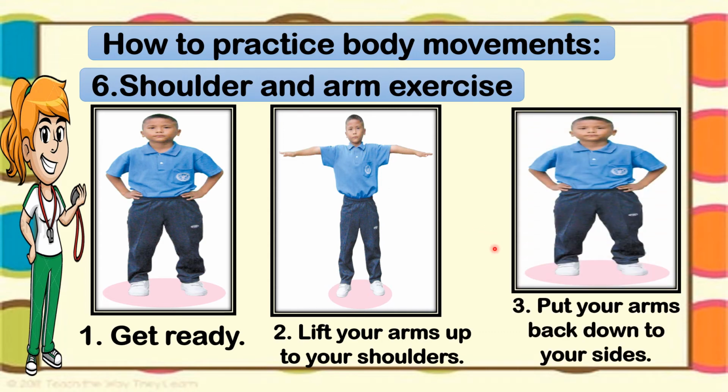And now you do number 3. Number 3 is put your arms back down and then to your sides. So number 1 is you need to get ready. Number 2, you lift your arms in line to your shoulders. And then you may now go back to your first position.